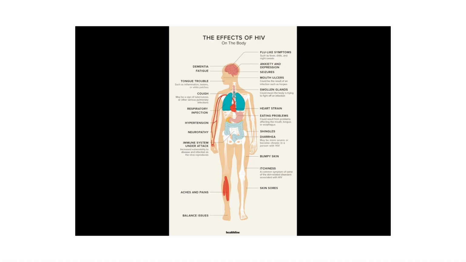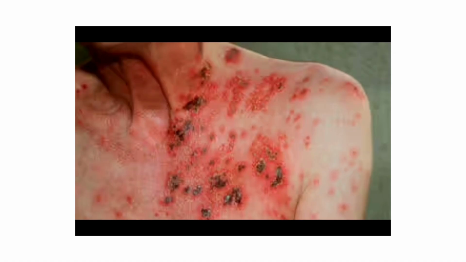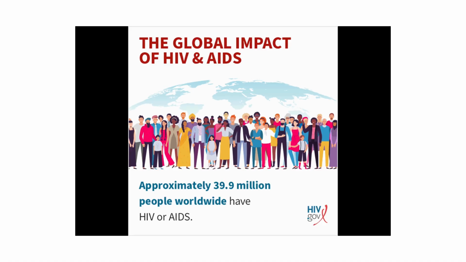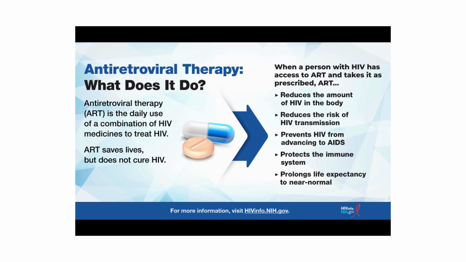HIV has a major impact on human health. It causes immune system failure, which can lead to AIDS. HIV has no helpful or symbiotic role. It affects millions of people around the world and has changed how we approach public health and medicine.